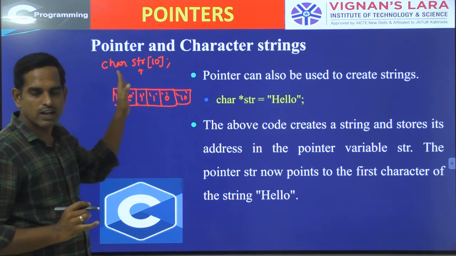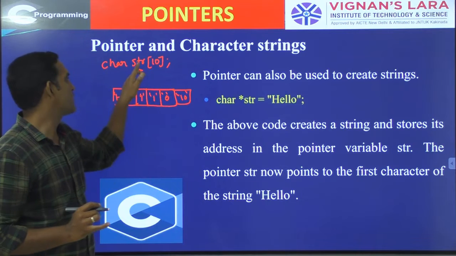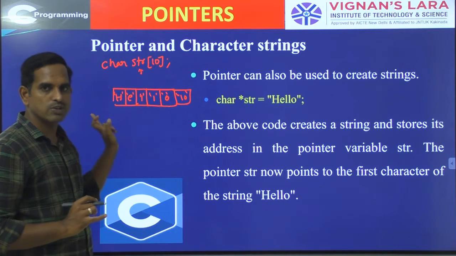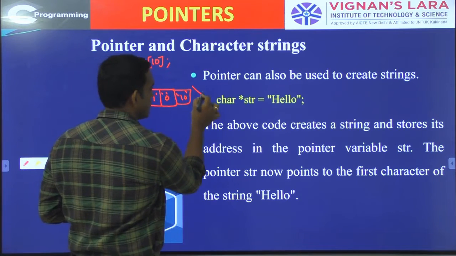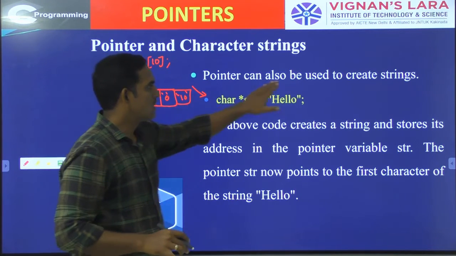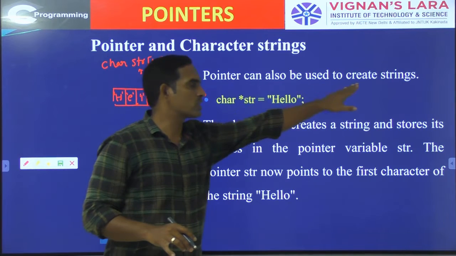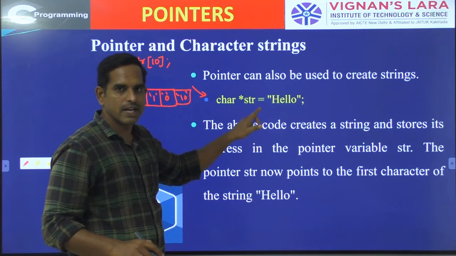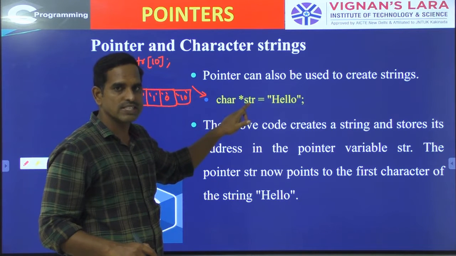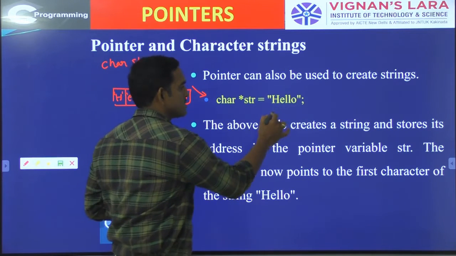Okay, by default, as you have seen in the previous slides, the name of the array will act as a pointer to the first memory location. The same thing applies here, where the pointer can be used to create strings as well. So char *ptr, this is a character pointer, so it is a string. We can assign it in this manner.